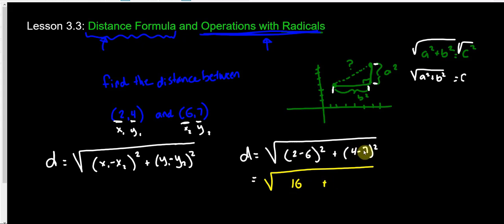4 minus 7 is negative 3. Negative 3 squared is 9. And 16 plus 9 is 25. And the square root of 25 is 5. So I found the distance between my 2 points. Let's do one more really quickly, and I'll do one that's not as perfect as that one.